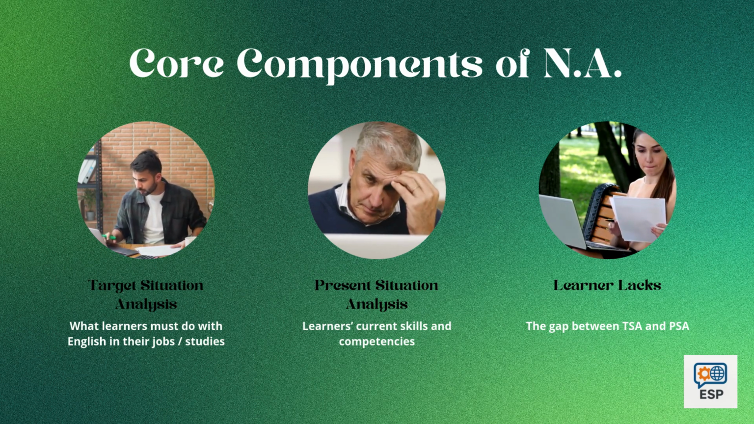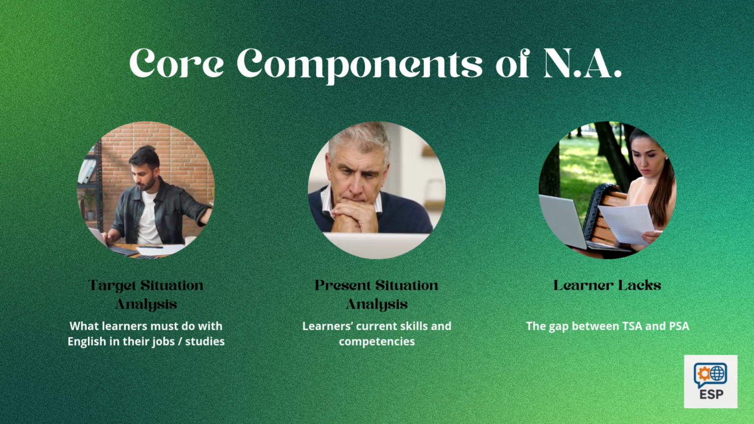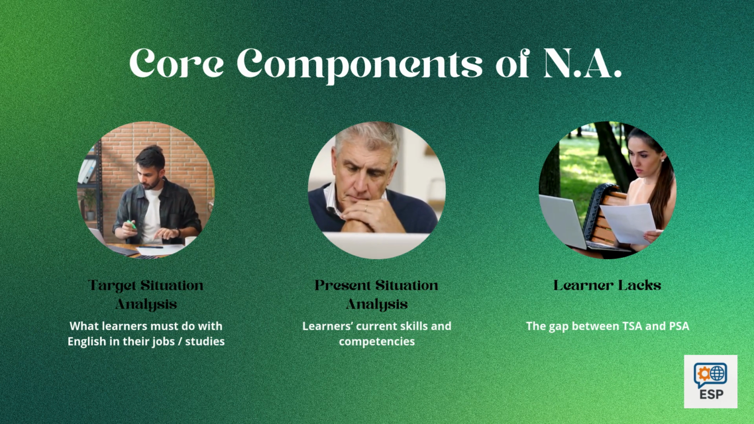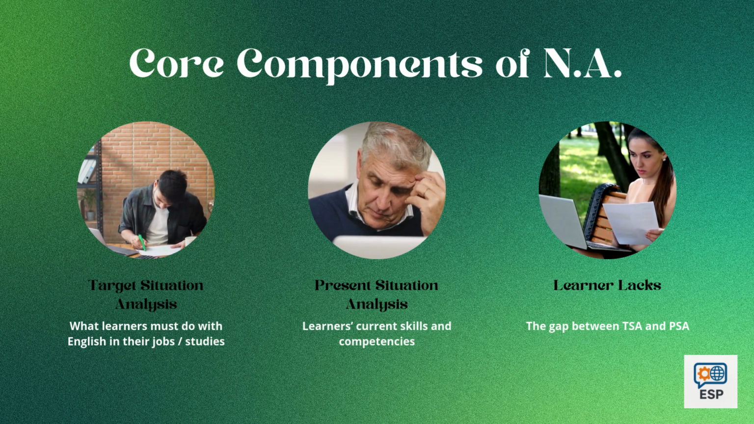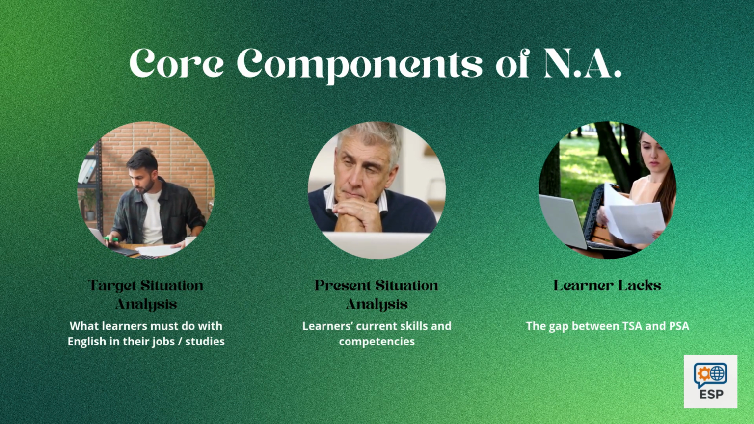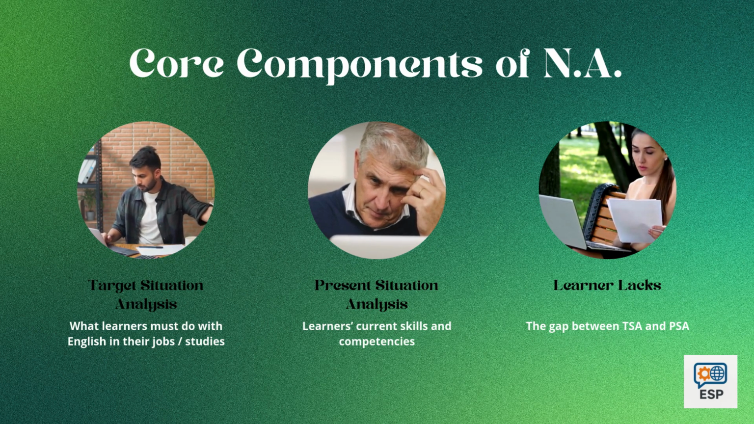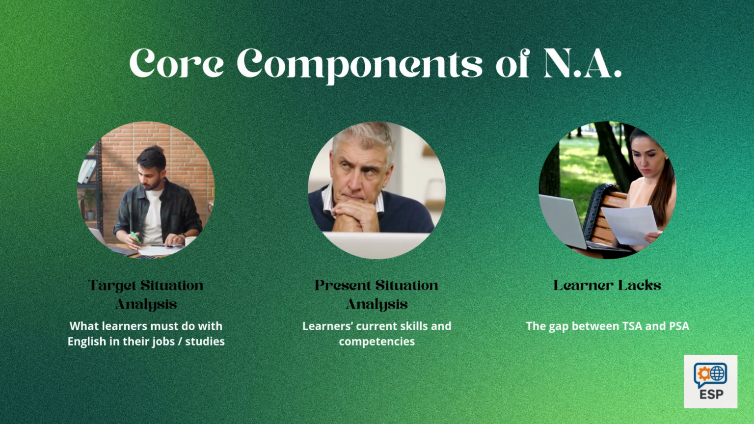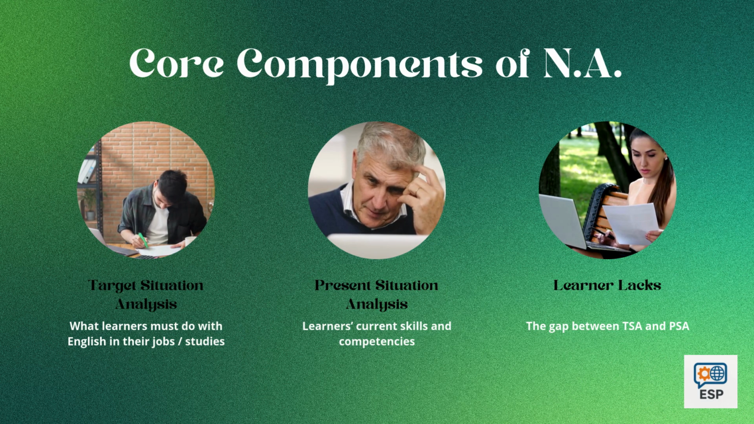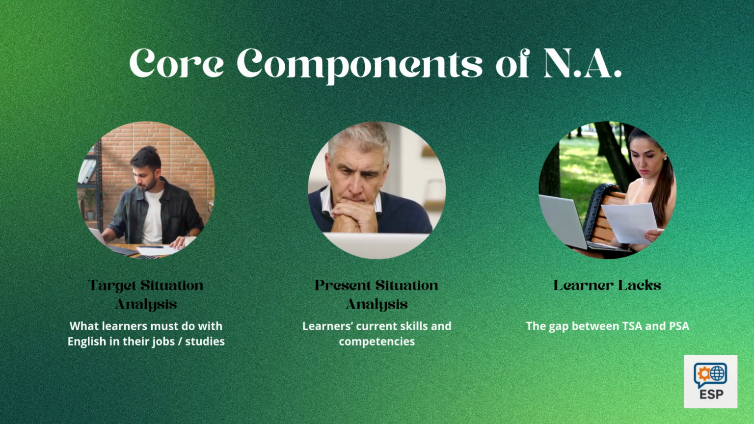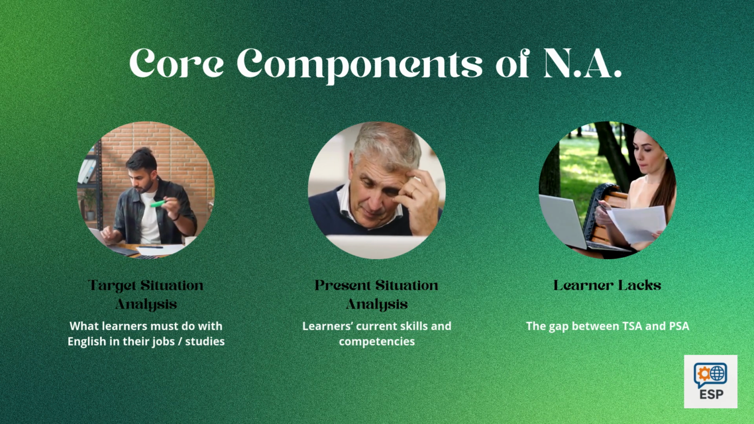So to begin with, the Target Situation Analysis is, in a sense, talking about what they must do with the English. So there's a target, there's an expectation on behalf of the employer, there's an expectation perhaps on behalf of the educational institution, like this is what these people need to do. Now usually that information you're going to find perhaps in a job description, in a student profile, some sort of documentation that tells you this is what they need to do.